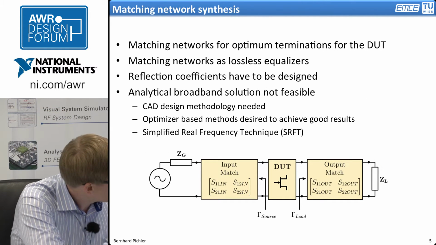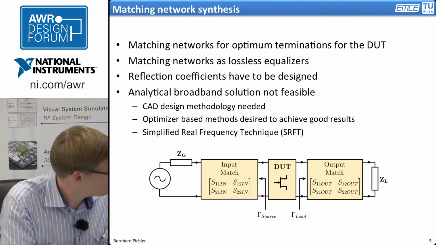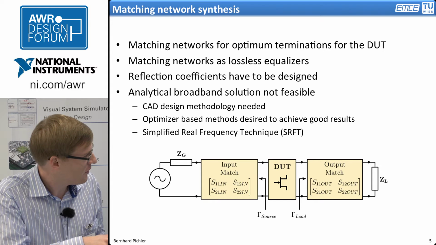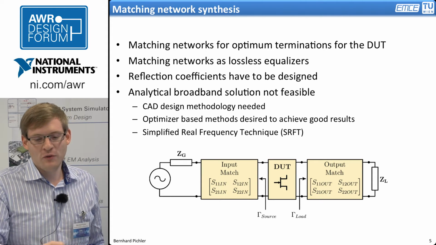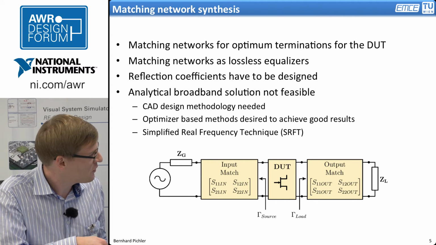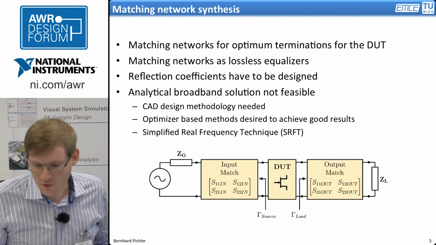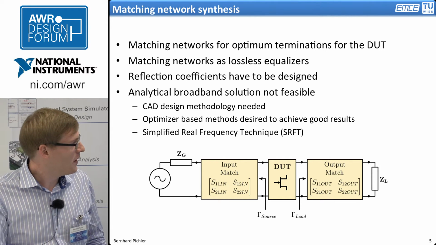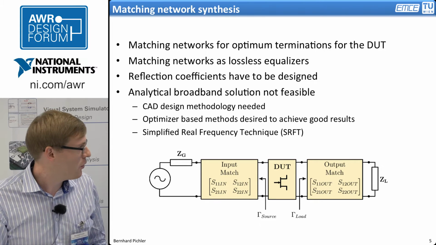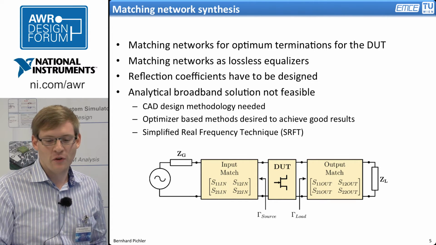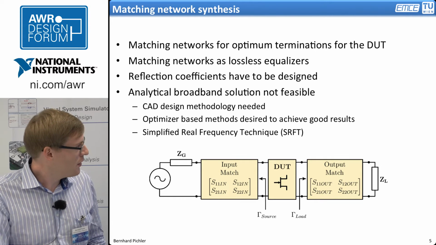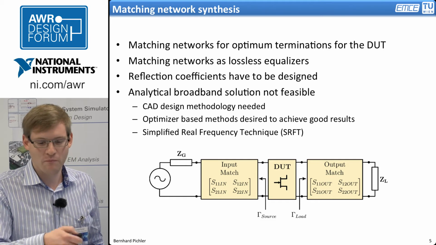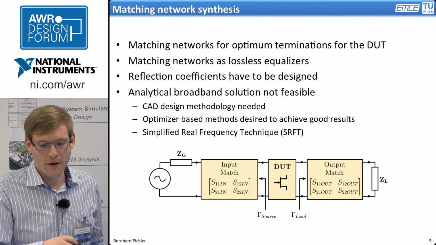As you can see here in this block diagram, this is more or less the simplest way to show a power amplifier, where I have the transistor in the middle and the input match and output match. So you have to design the output reflection coefficient for the input match and the input reflection coefficient for the output match in some way to achieve the desired operational mode of the power amplifier. For the design, you consider these matching networks as lossless equalizers. This is necessary for the technique I will present.